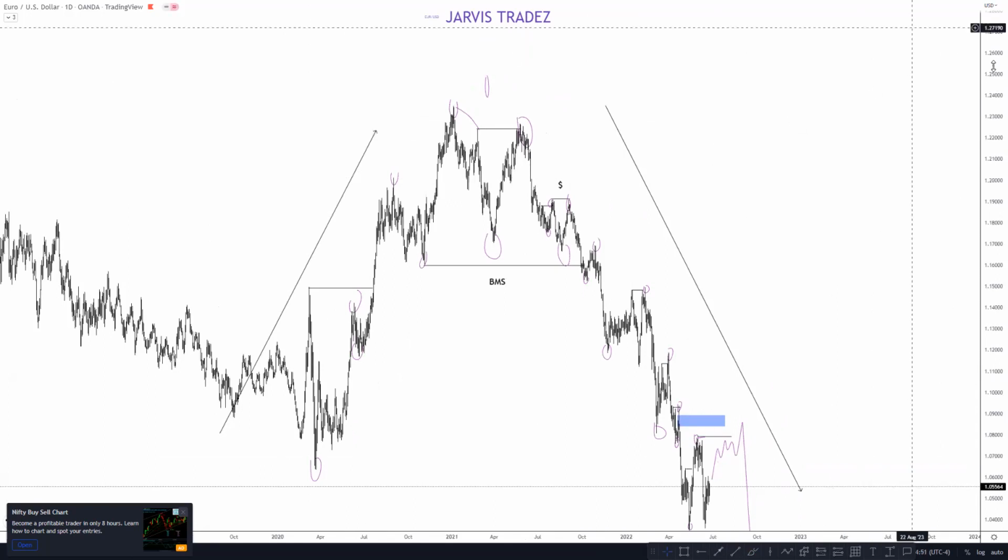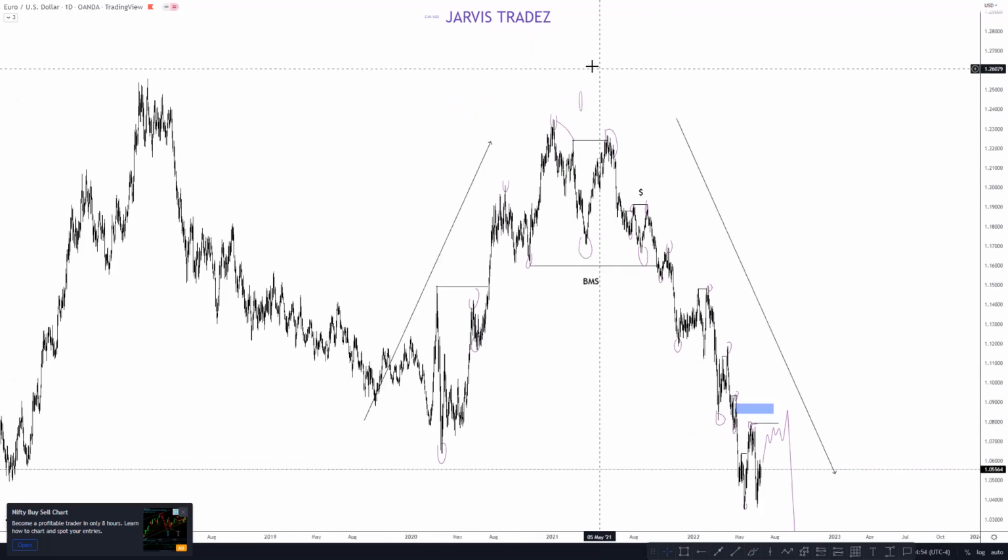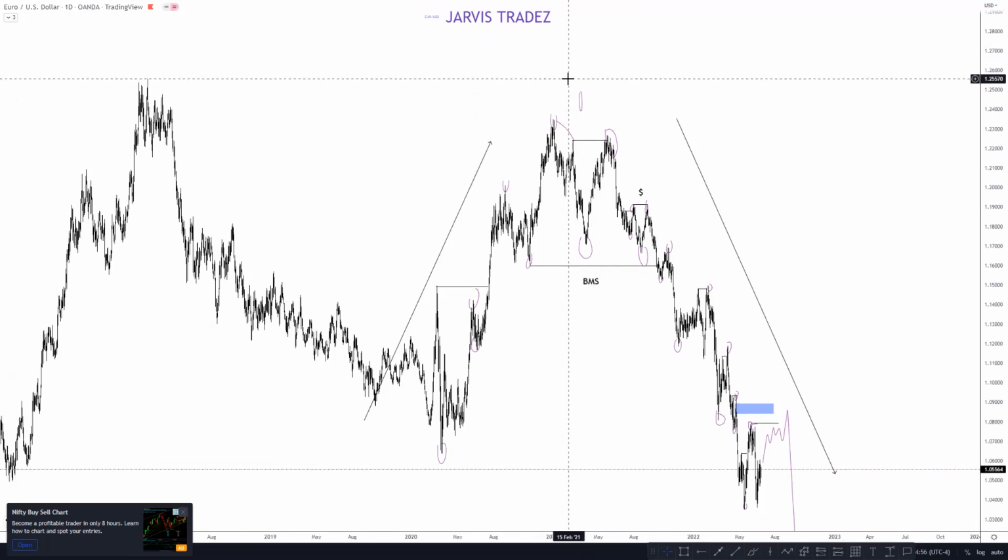So if you join my session, I will explain this range structure in more depth.